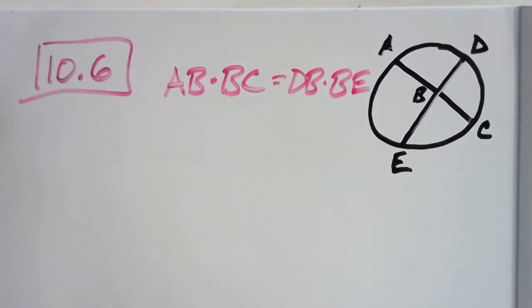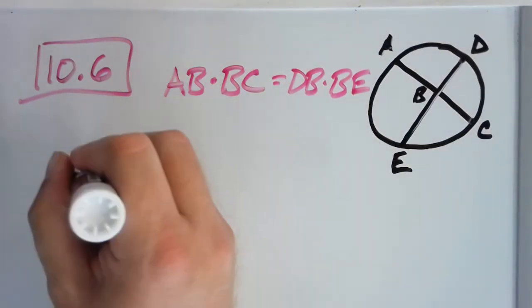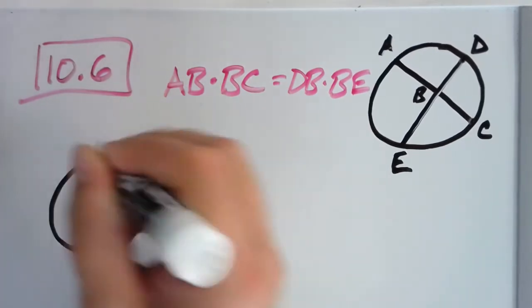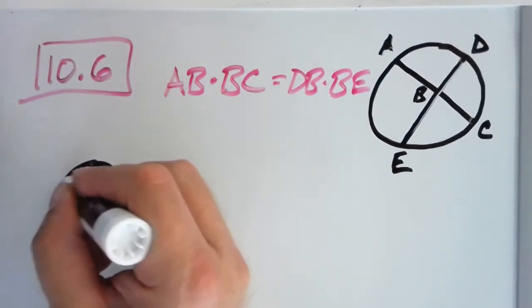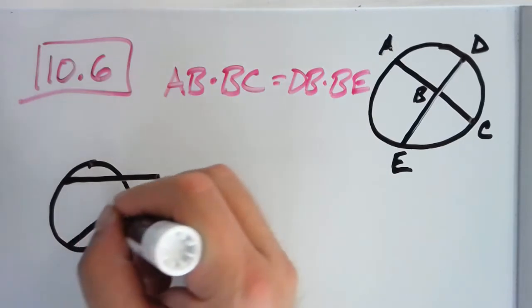Okay, situation number 2. It'll be one of these 2 situations for your chapter test. Situation number 2. Now what happens if I get my chords intersecting on the outside of a circle?